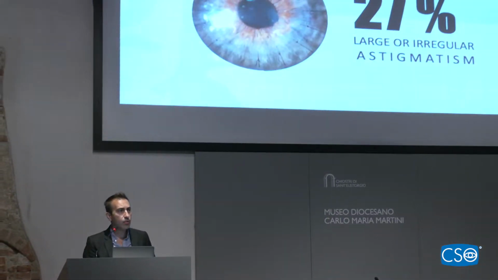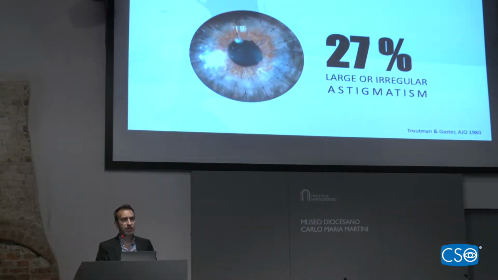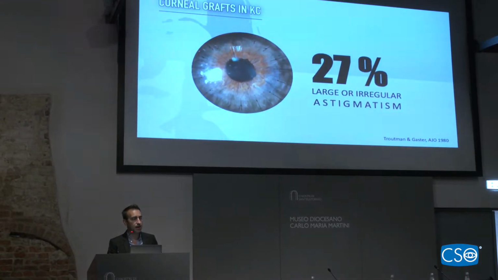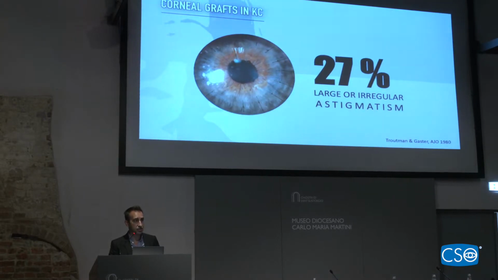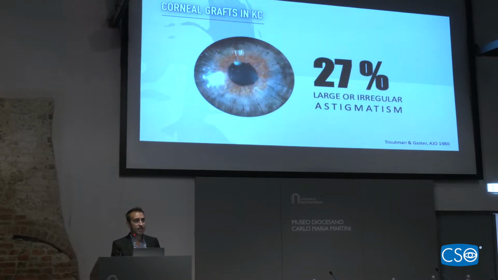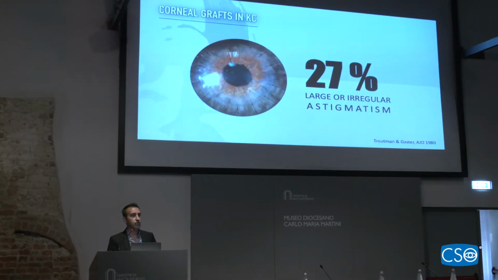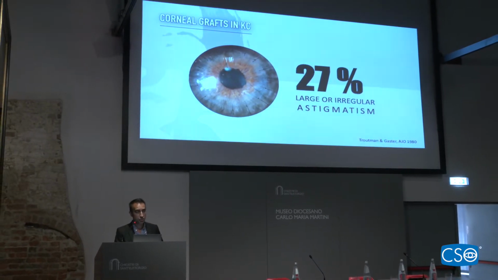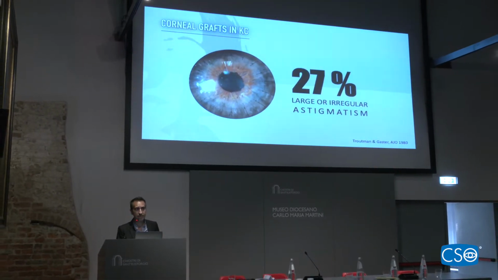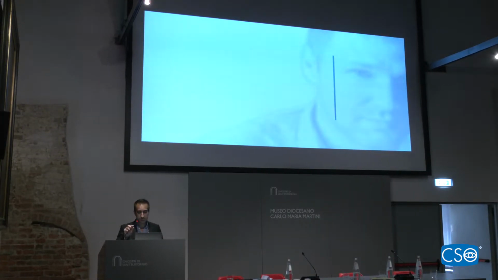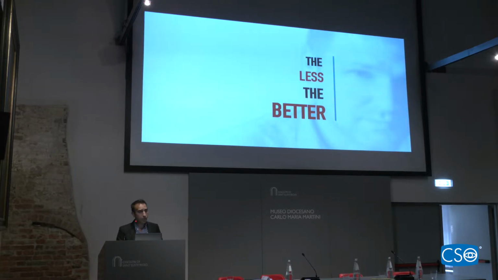And we all know why we are doing all this kind of acrobatics, because DALK or PKP has limited effect sometimes in keratoconus. We have 27%, as was shown with Troutman. 27% will end up with high irregular astigmatism, especially when you remove the sutures in keratoconus. So finding alternative methods to rehabilitate the cornea before right away jumping to DALK is essential. But the main motto there is the less the better.